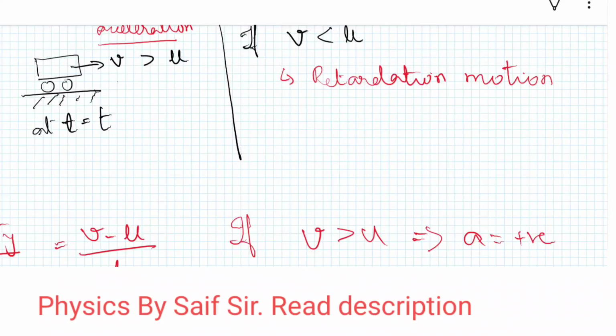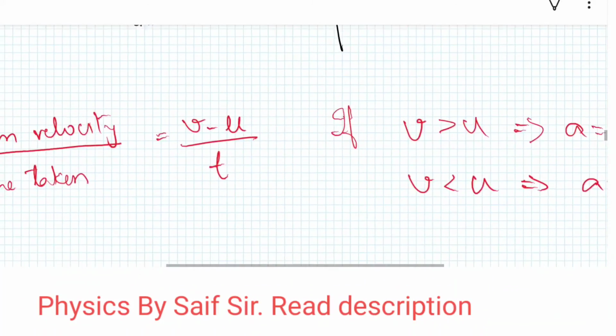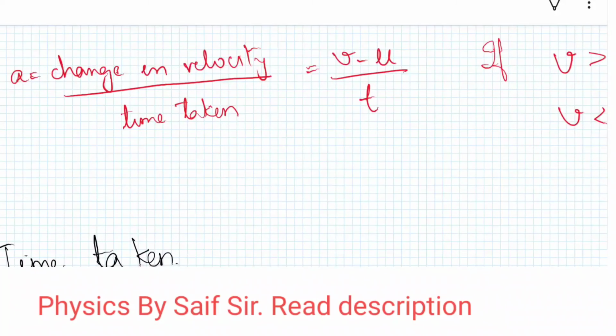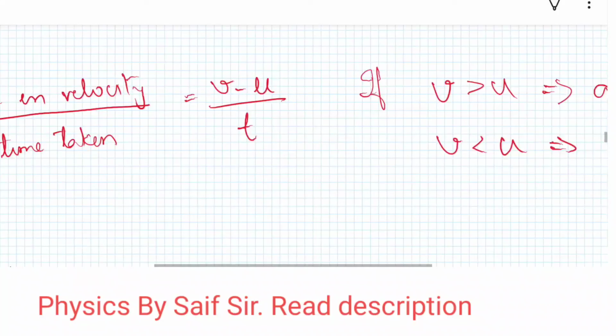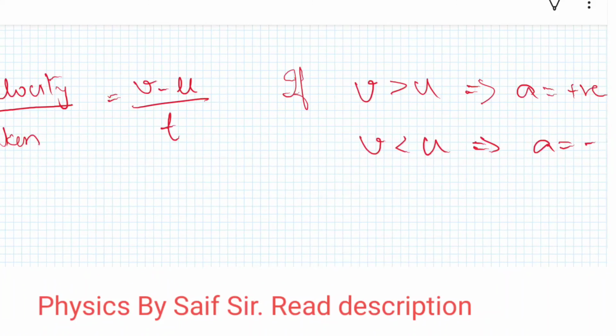Now we'll put this in equation form. Acceleration is equal to change in velocity by time taken, which is equal to v minus u by t. If v is greater than u, a is positive. If v is less than u, then a is negative.